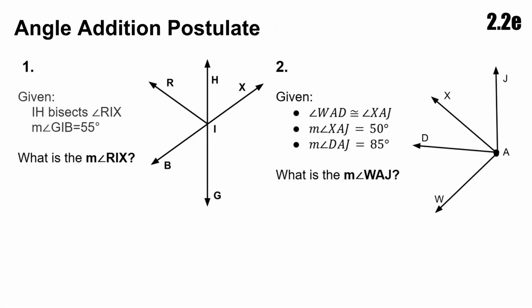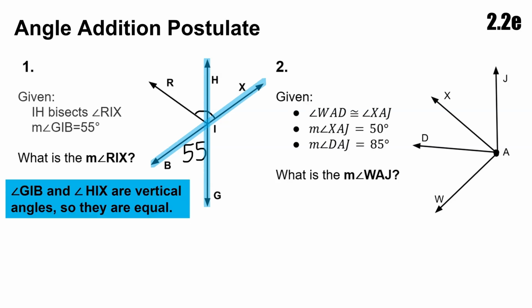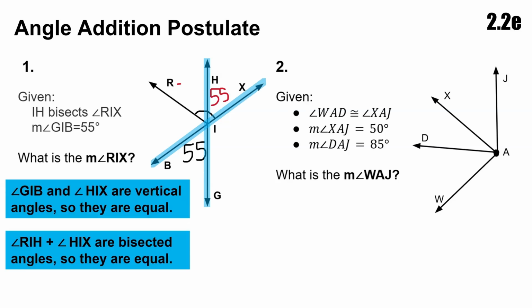The first problem states that IH bisects angle RIX and angle GIB equals 55 degrees. Because IH bisects angle RIX, angles RIH and HIX will have the same angle measure. Angles GIB and HIX are vertical angles, so they are equal, thus angle HIX equals 55 degrees.